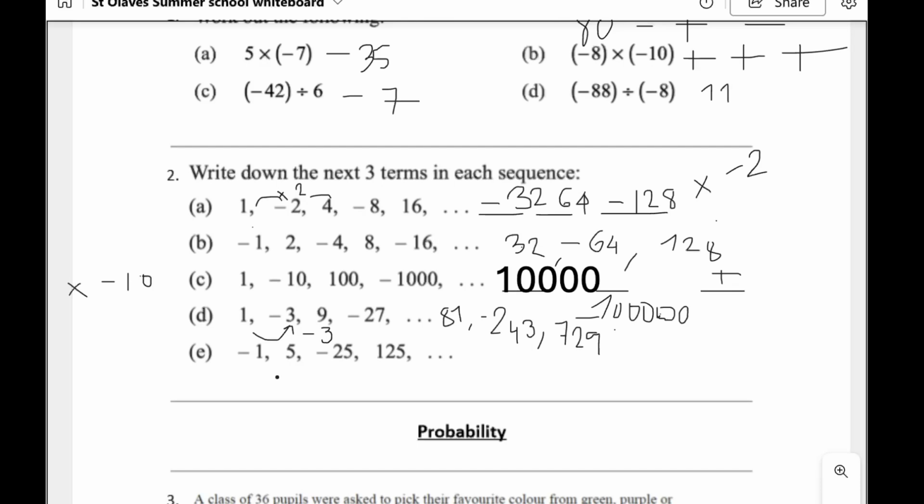Pattern here is multiply by negative 5. And then you'll see that 125 multiplied by negative 5 is minus 625. Multiply that again by minus 5, we get positive 3125. Once you multiply that again by minus 5, you get minus 15,265. And that shows you how each time when you multiply by a minus number, you'll get minus, minus, plus, plus, minus, minus. So hopefully that makes sense.